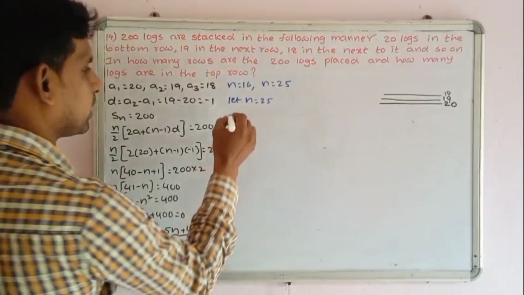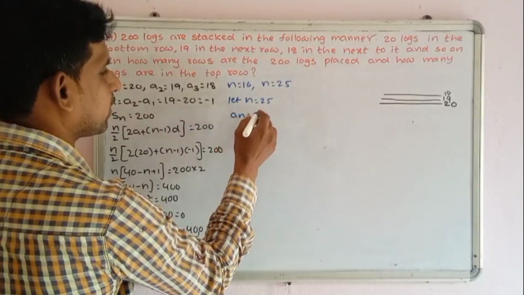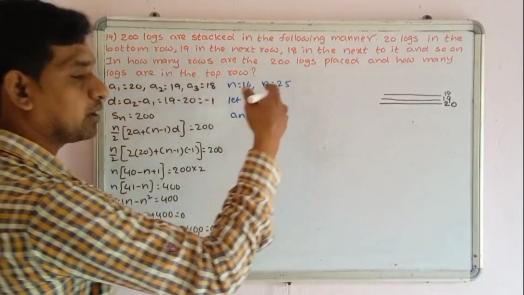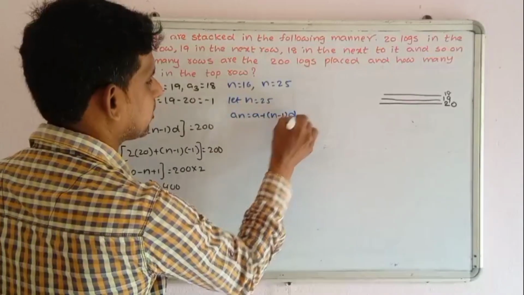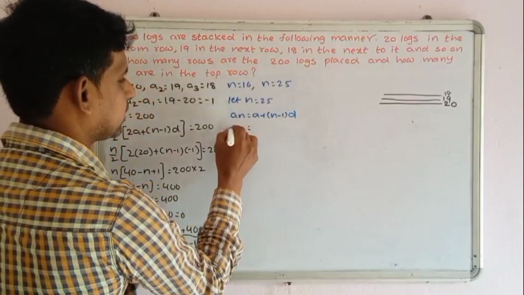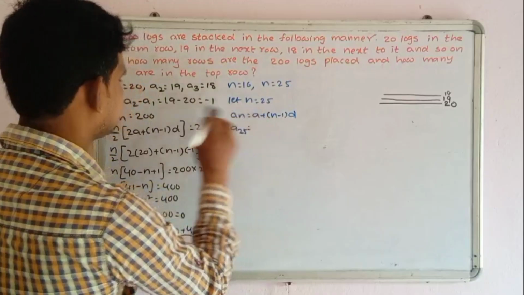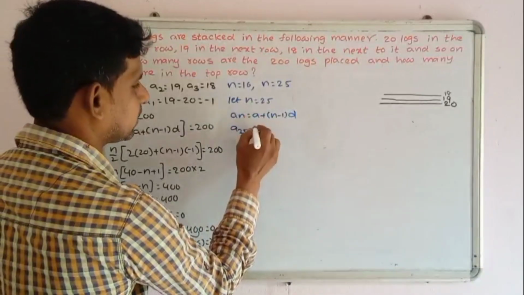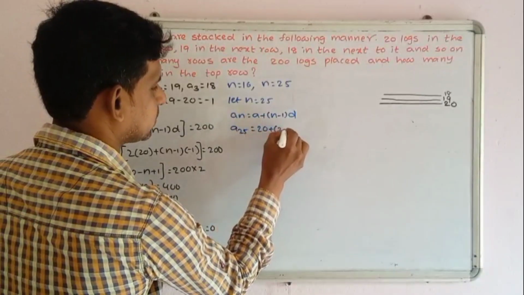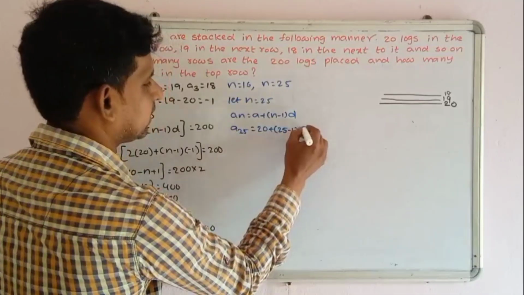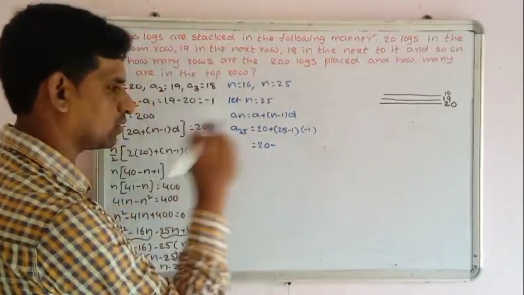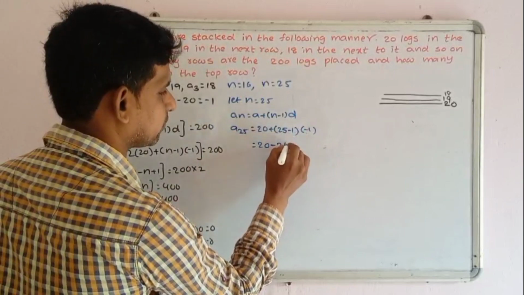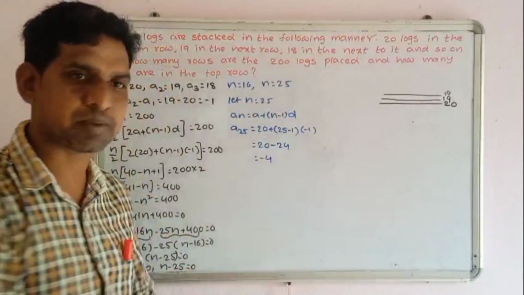What about an? What is the formula? An is nothing but the number of logs in the top row: a plus n minus 1 into d. So a25 equals a value 20 plus 25 minus 1 into d value minus 1. So 20 plus, into minus, 25 minus 1 is 24. So minus 4. Is it possible to have minus 4?